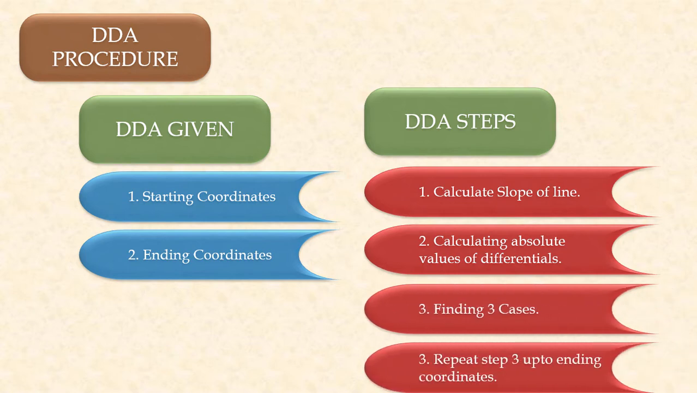In the given part, we have the starting and ending coordinates, and in the steps part we have 4 steps. First, calculate the slope of the line. Second, calculate the absolute values of the differentials, then find the 3 cases, and repeat the third step up to the ending coordinate values. So these are the steps of the algorithm.